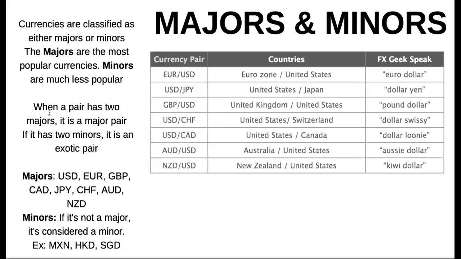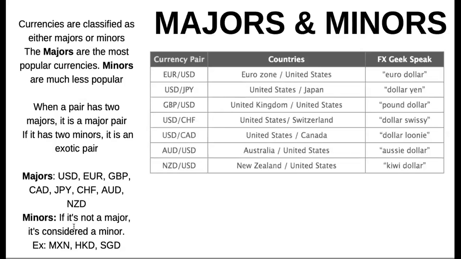When a pair has 2 majors, it is a major pair. If it has 2 minor currencies, it's known as an exotic pair or a cross. So the majors are the USD, the euro, the Great Britain pound, the Canadian dollar, the Japanese yen, the Swiss franc, the Australian dollar, and the New Zealand dollar. So you want to stick with those if you are just starting out.